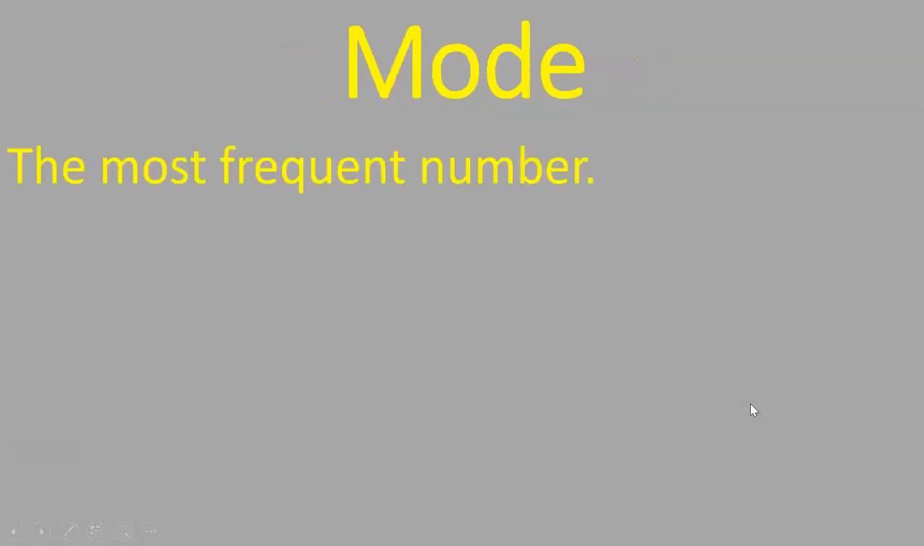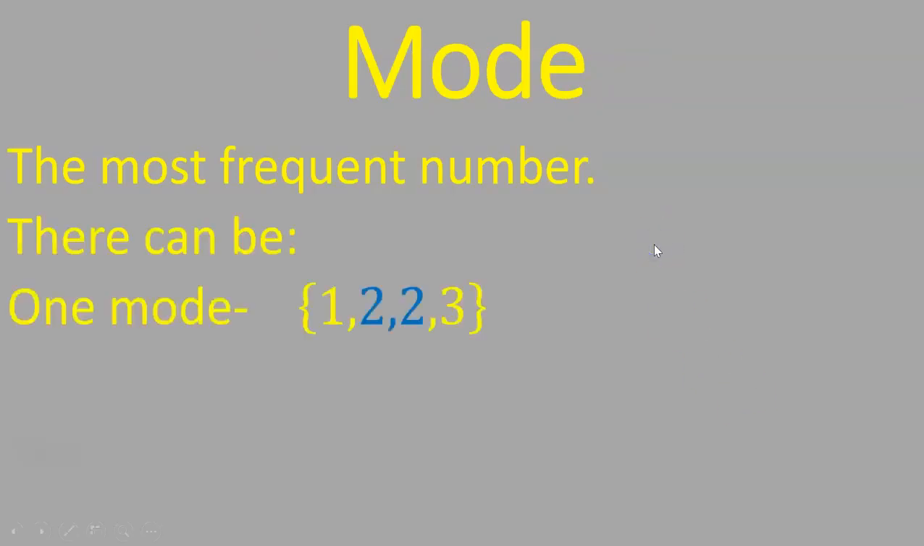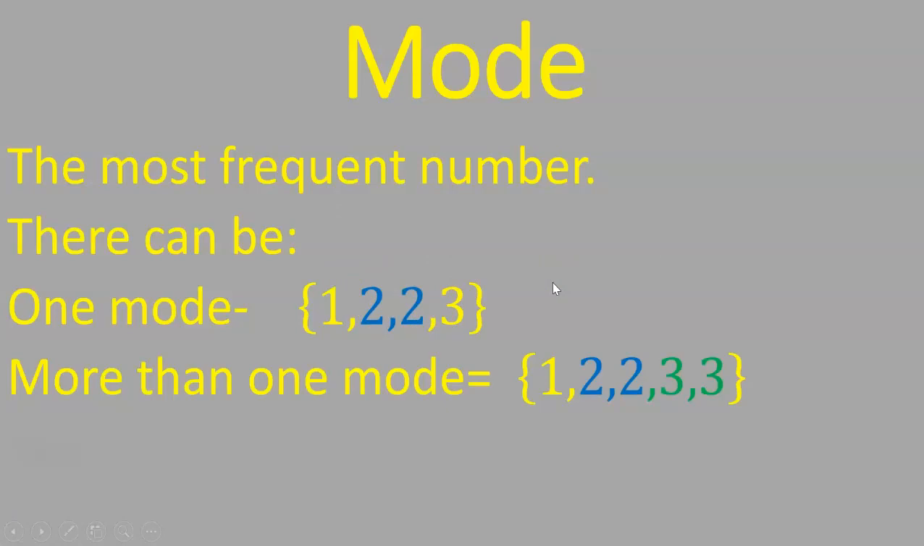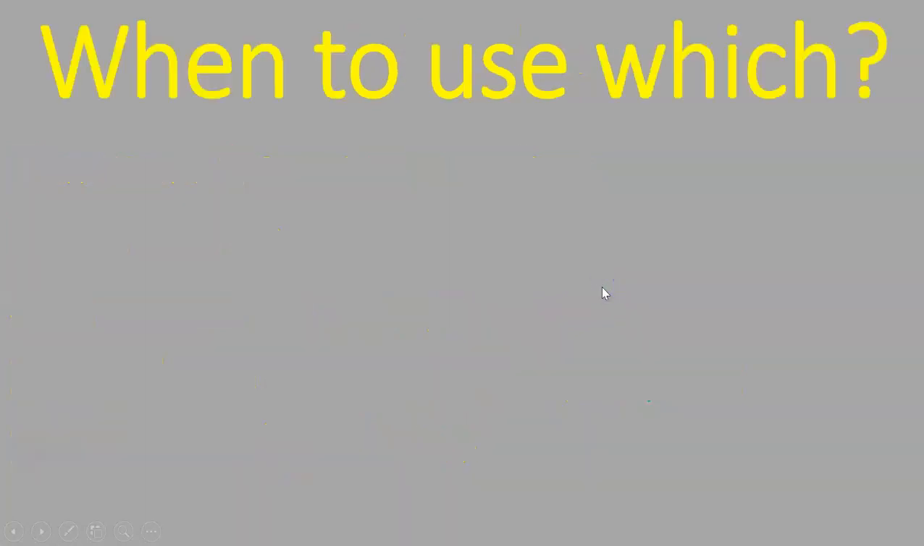Okay, the mode is the most frequent number. Okay, it shows up the most. It can be one mode. Okay, as you can see there, 2 would be your mode in this list. More than one mode, in this example, 2 and 3 are both modes, or no modes at all, if every number shows up exactly one time.